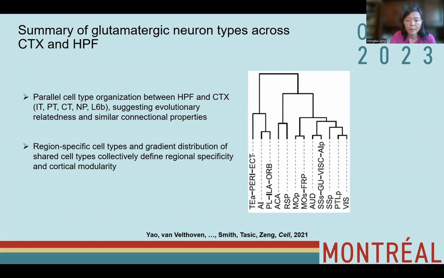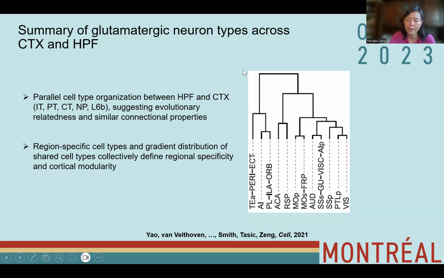Finally, by looking at the overall organization of cell types across the entire cortical sheet, we can see that the combination of region-specific cell types and a gradient distribution of shared cell types collectively define regional specificity for each cortical region. So it's not that a cortical region is defined by a specific region-specific type, but it's the combination of all the different types together, unique and shared together.